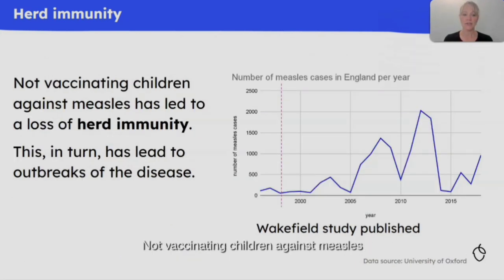Not vaccinating children against measles has led to a loss of that herd immunity, and this has led to further outbreaks of that really deadly disease. You can see across the graph there the spikes that have happened in the number of cases of measles in England since that paper was actually published.